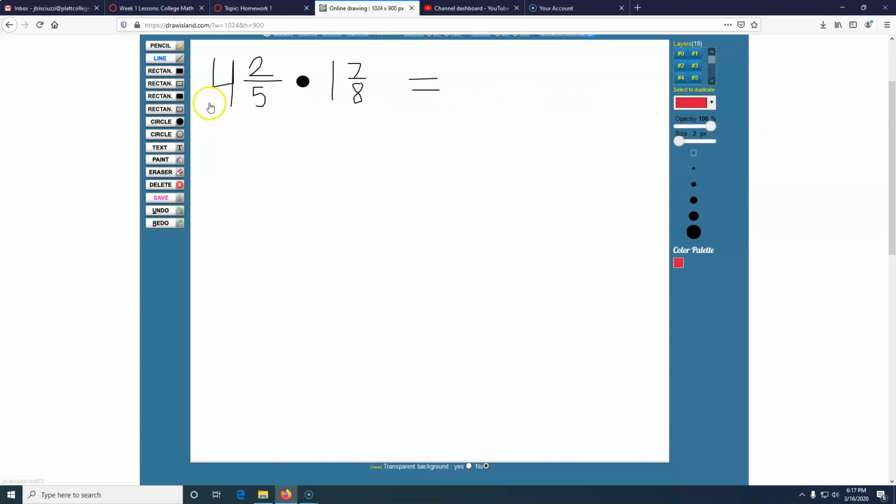So what we do is we go ahead and we take the 4 and the 5, and we multiply them together. So we get 4 times 5, which is simply 20.